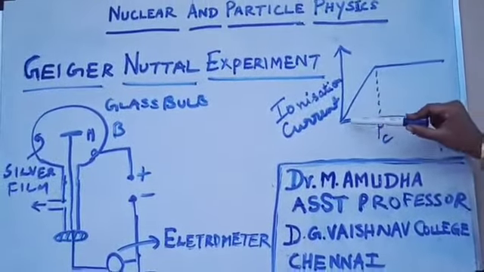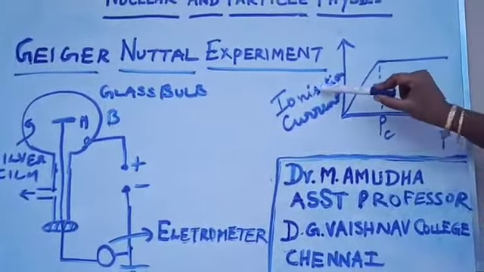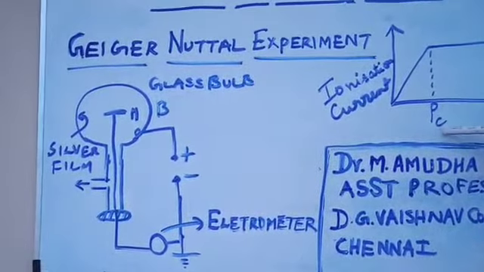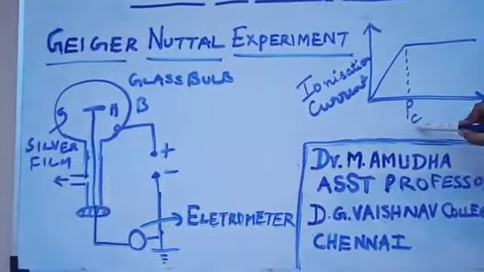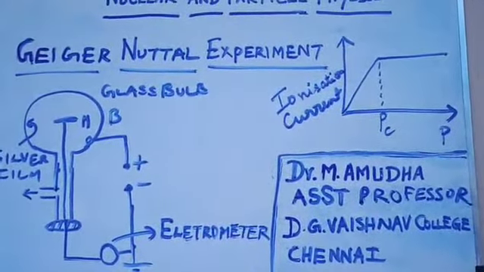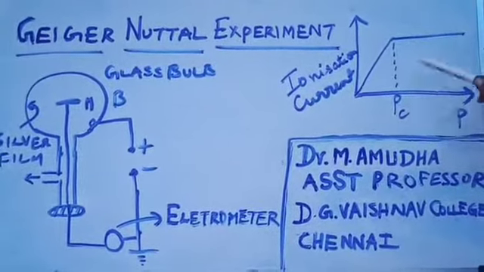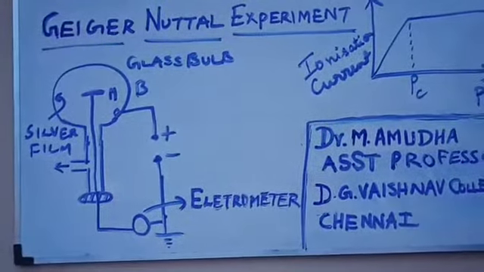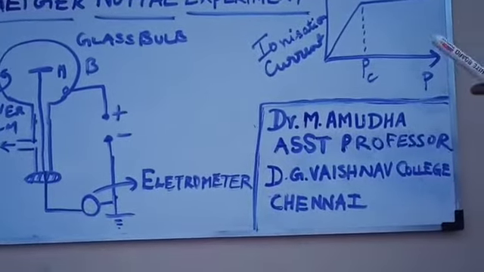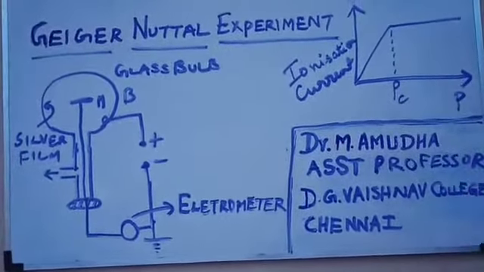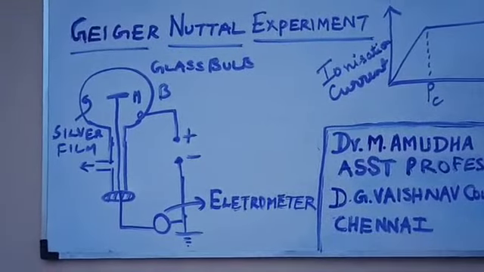Initially you can see as pressure increases, the ionization current also increases and reaches a maximum value at the critical pressure, which is represented as Pc. After that, the ionization current becomes constant beyond this pressure Pc. So from this it is very clear that from normal pressure we can calculate the range of the alpha particle.